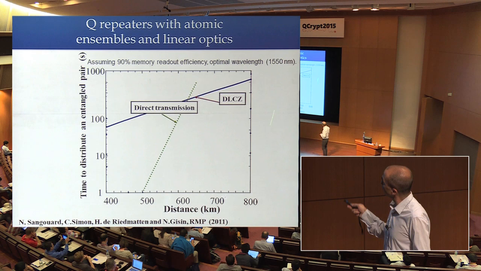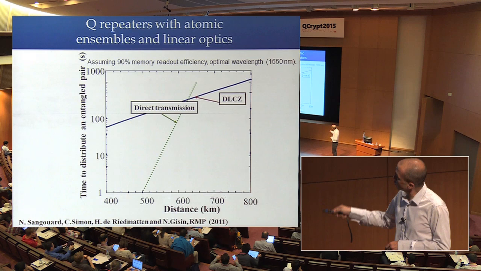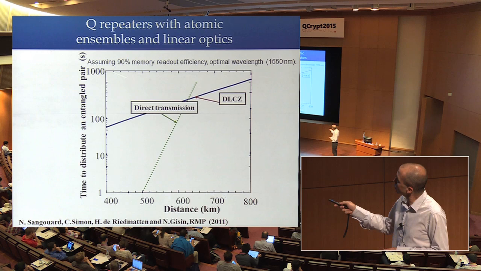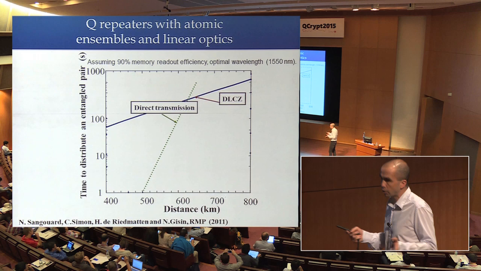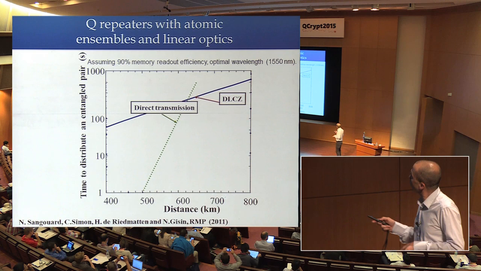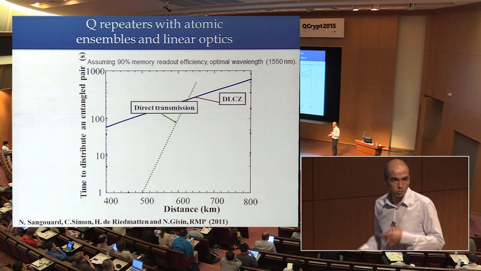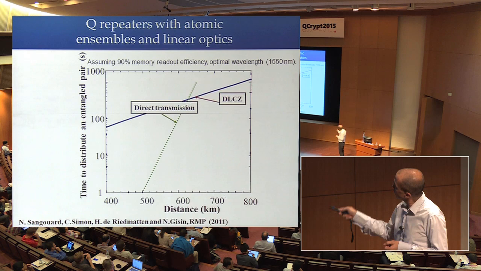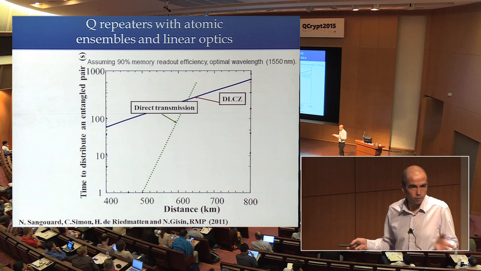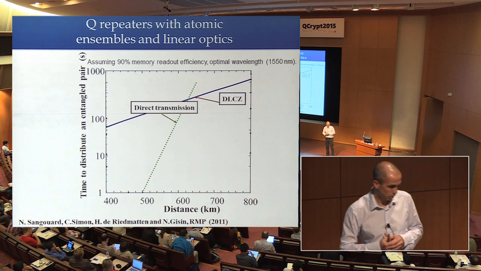So this figure here is a little bit disappointing. What we show is basically the time to distribute an entangled pair as a function of distance, assuming 90% memory readout efficiency, which is maybe not completely crazy. There are some memories which work close to this. Optimal wavelength, 1550, which we could also do in principle. And what you have here is a direct transmission. So this is the same line I showed you at the beginning of the talk. And this line here is the DLCZ protocol, which is what we could obtain if we just build up and scale up what I have shown you so far.